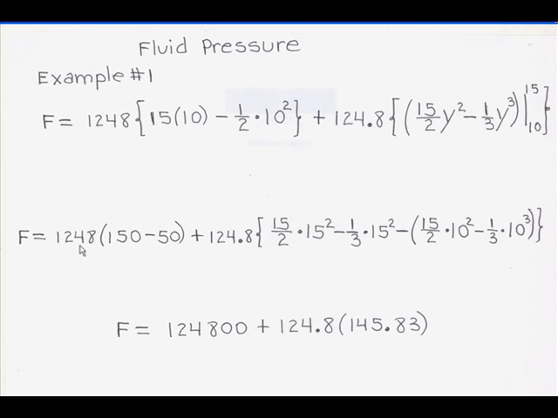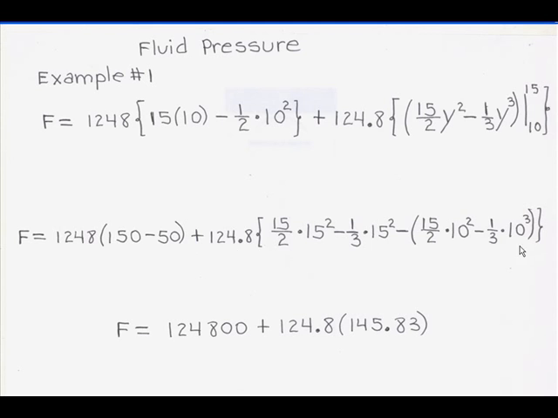F is equal to 1,248 times 150 minus 50 plus 124.8 times 15 over 2 times 15 squared minus 1/3 times 15 cubed, minus, in parentheses, 15 over 2 times 10 squared minus 1/3 times 10 cubed.